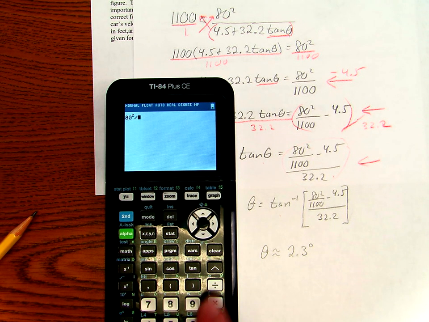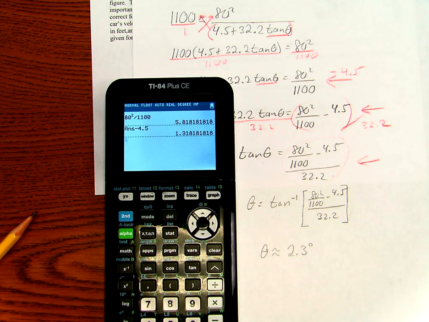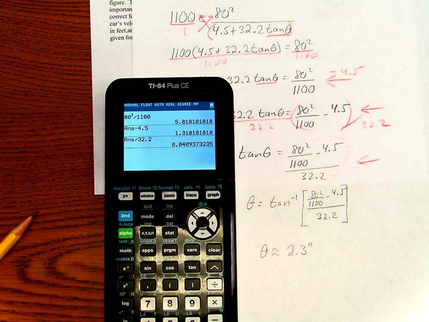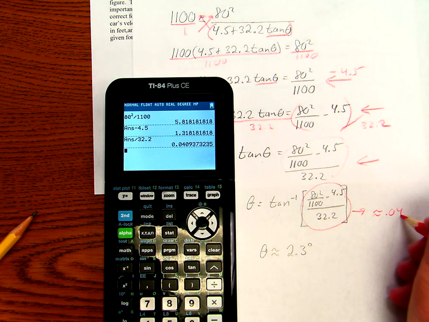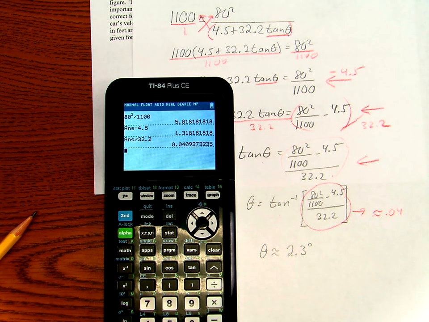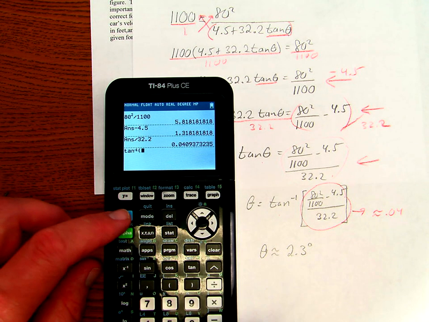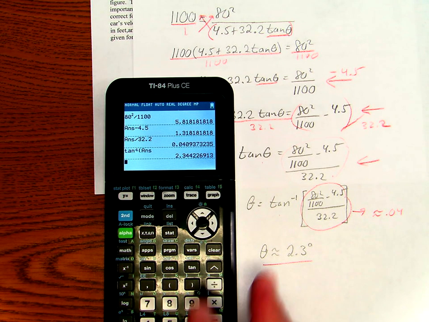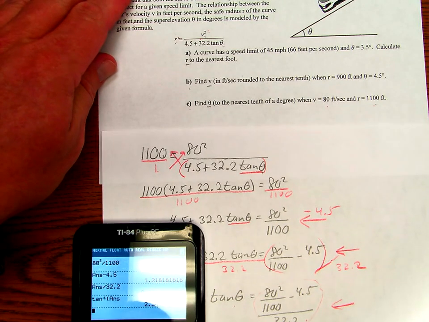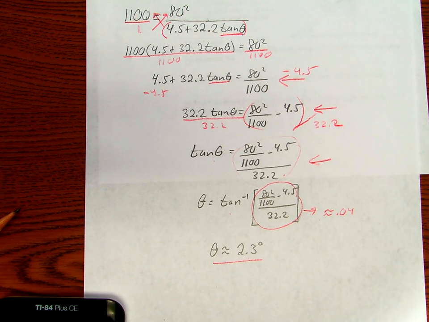80 squared divided by 1100. Get that number. Minus 4.5. Get that number. Divided by 32.2. Get that number. So this whole thing right here is equal to about 0.04. That's what we're taking the inverse tangent of, but we're going to do so without any intermediate rounding. So inverse tangent of that answer gets us about 2.3 degrees, and I believe the rounding instructions are to the nearest tenth of a degree. So 2.3 degrees is our final answer.